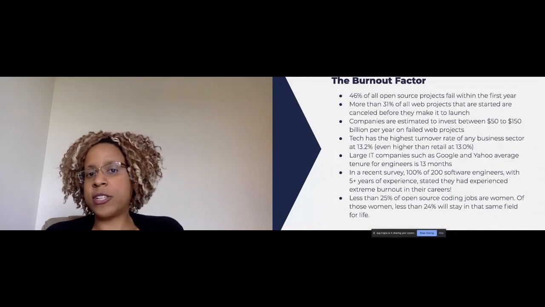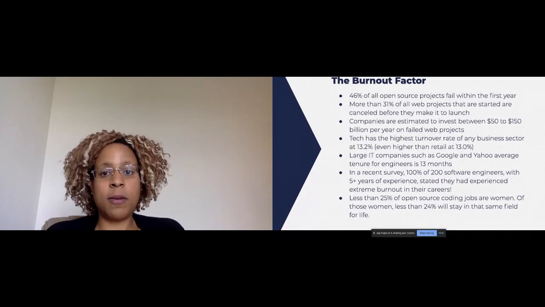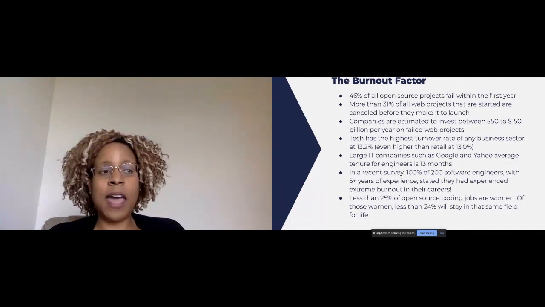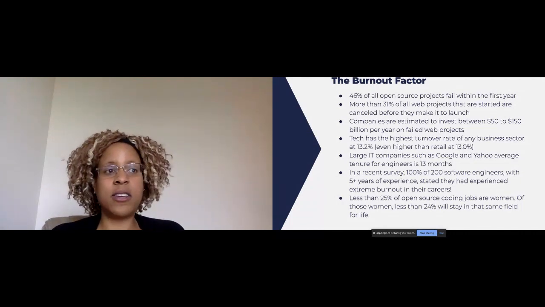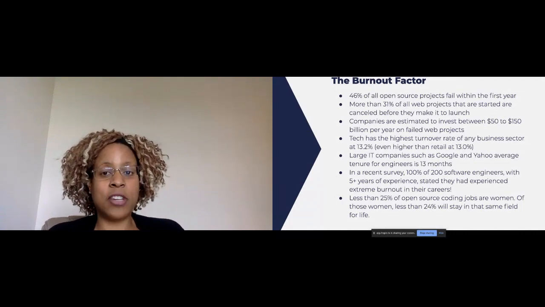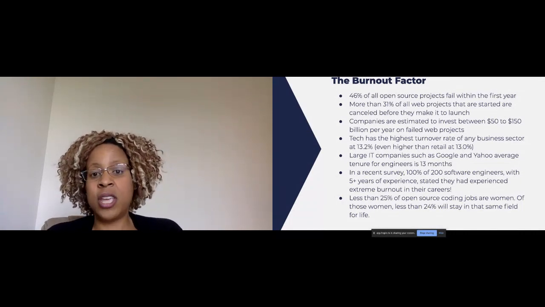So the burnout factor, let's talk about it. I've experienced it. I do want to quickly talk about some statistics. 46% of all open source projects will fail in the first year. That means that, regardless of whether you keep on a contract or not, you've got about a 1 in 2 chance of making this actually launch. More than 31% of all web projects that are started are canceled before they make it to launch.